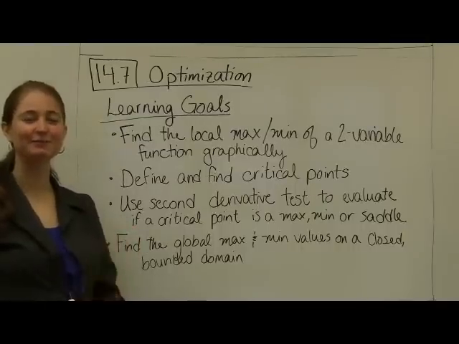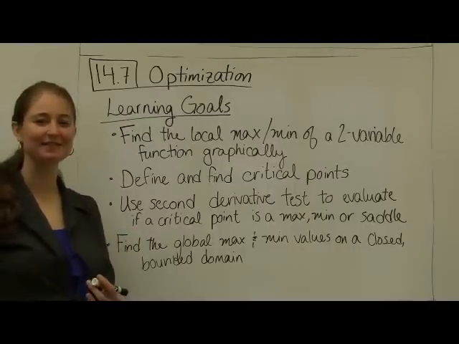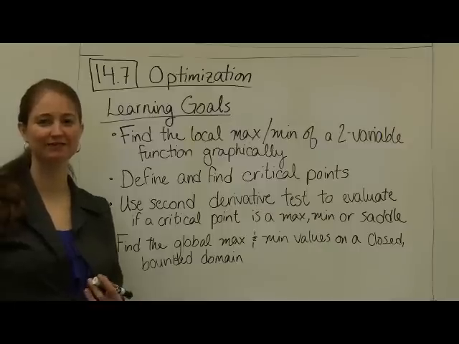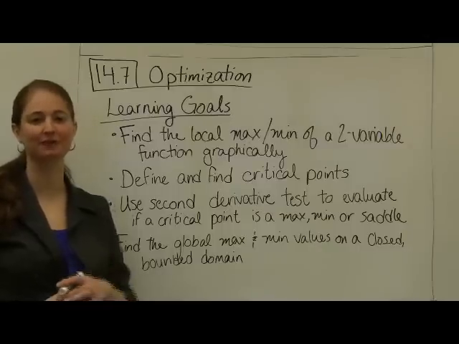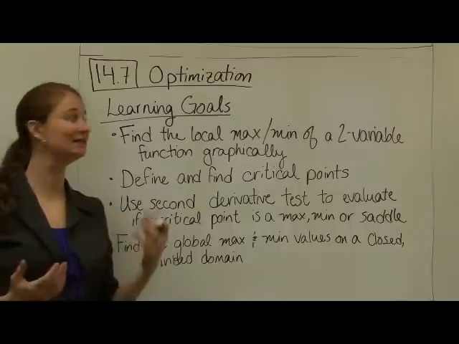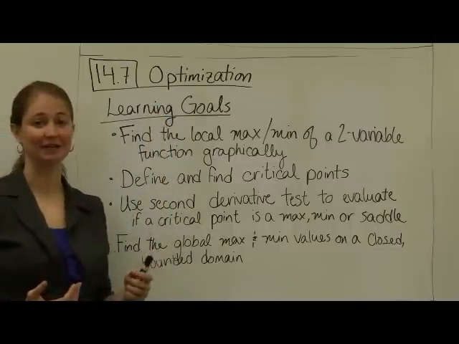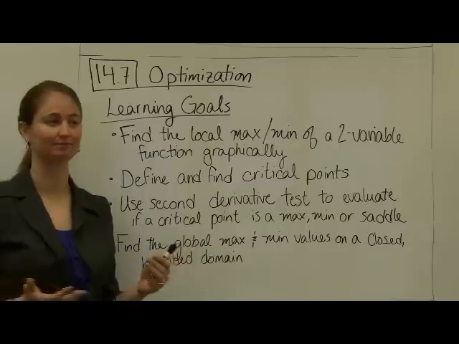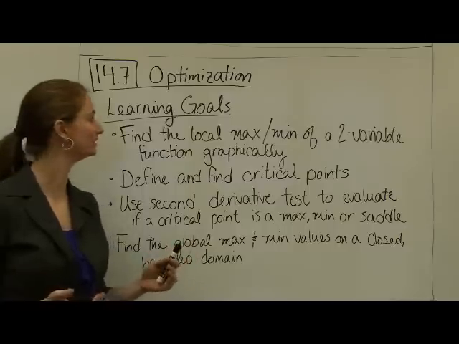We're going to be talking about 14.7. 14.7 is looking at optimization of multivariable functions. So we want to be able to find maximum values and we want to be able to find minimum values. And this type of work has applications to all sorts of sciences and social sciences.